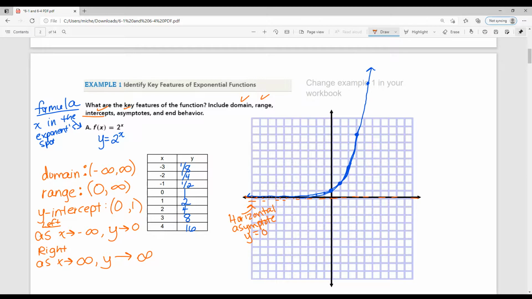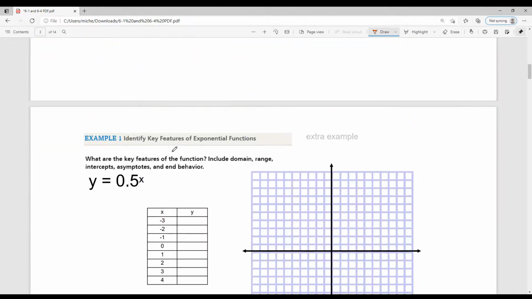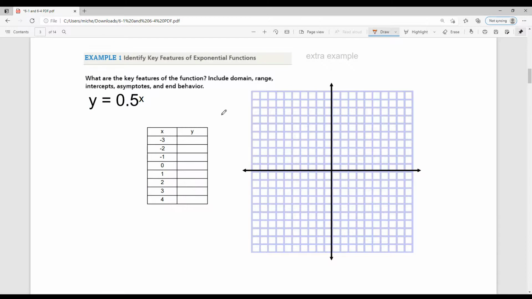So that's what we'll see on this exponential function. Now we have other exponential functions. Here's an extra example, but it's also important to graph this one: y equals 1/2 to the x. So instead of having a whole number raised to an x power, what happens if I have a fraction raised to the x power? Let's fill this out and see what happens.